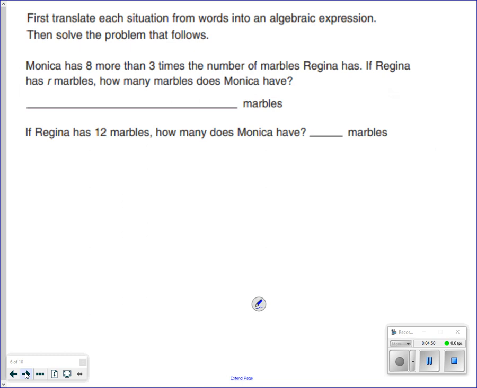Monica has 8 more than 3 times the number of marbles Regina has. So Regina has R marbles. How many marbles does Monica have? She has 8 more than 3 times the marbles. So Regina has R marbles. We have to have R in there. She has 3 times that amount, plus 8 more. You're going to have to multiply 3 times R, and then you're going to have to add the number 8 to it. Does that make sense?